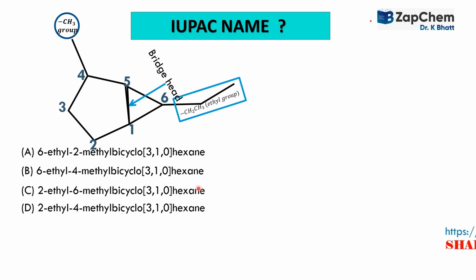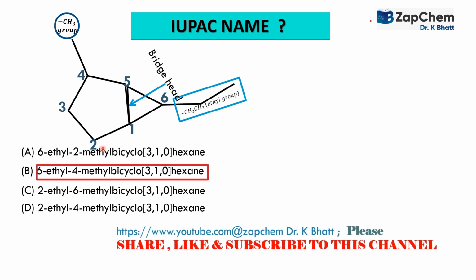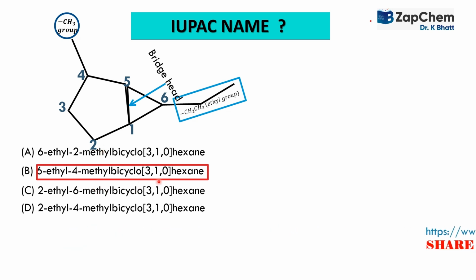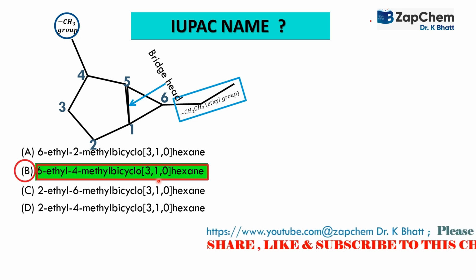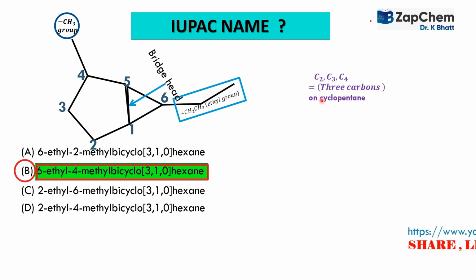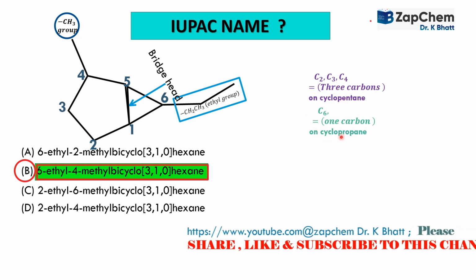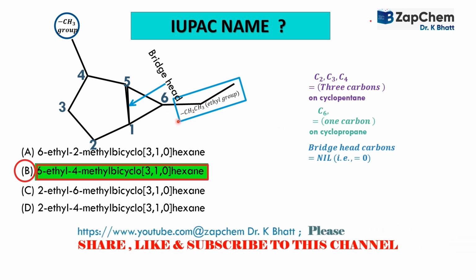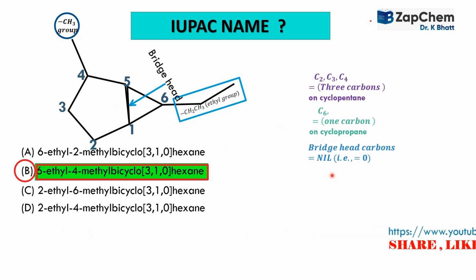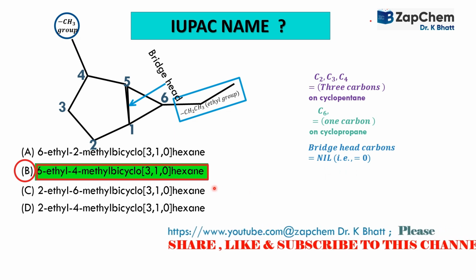And then, of course, it is hexane, as 6 carbon atoms are there. Therefore, the correct option here in this case would be 6-ethyl-4-methylbicyclo[3.1.0]hexane. That's the right answer. And for our information, we can find the total number of carbon atoms in the cyclopentane ring, then 1 carbon atom in the cyclopropane, the smaller ring, and the bridgehead carbon contains no carbon, and that is 0. So that is how it is here, 3.1.0.